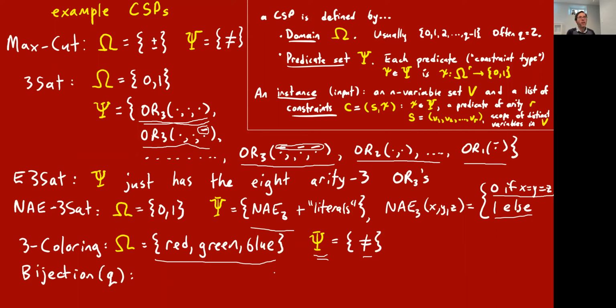Let me tell you one more CSP. There are plenty of others. I'll tell you one more. This is not quite a standard name, but I'll call it bijection(q). So in this CSP, the domain is just a set of size q. You can call it 0 through q minus 1.